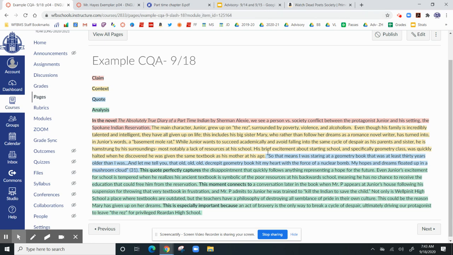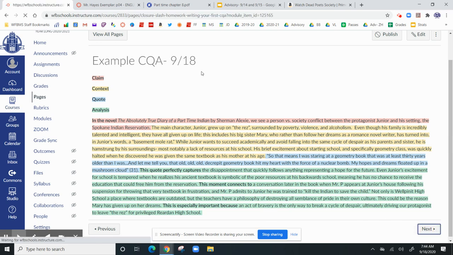Now, my last sentence, I rounded out with that big idea theme, right? That universal theme. An act of bravery is the only way to break a cycle of despair is definitely a universal theme that can apply to all humans, not just Junior. And certainly here it applies to this specific character as well. So those are the parts right there, class, of my CQA. Please use this as a resource for you, as an example to not just structure your essay, structure your paragraph, but also you can use these sentence stems as well.